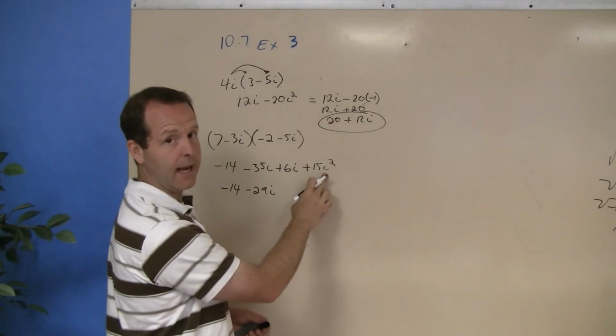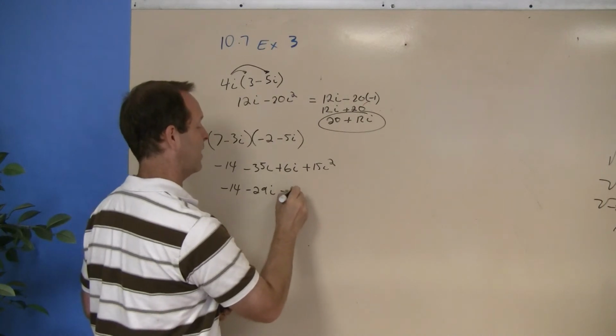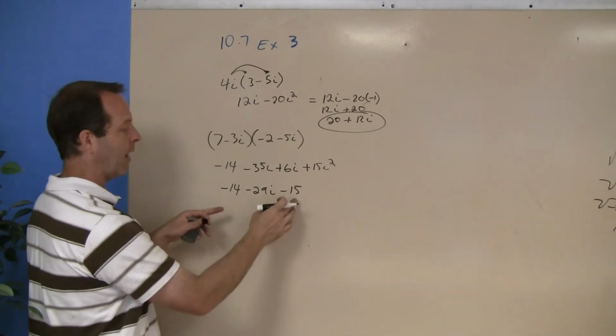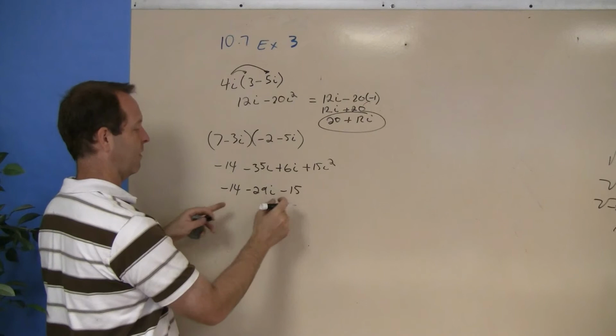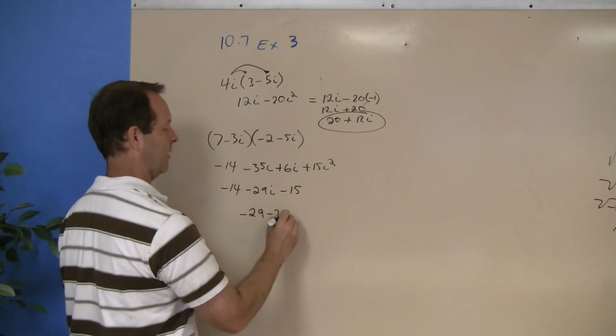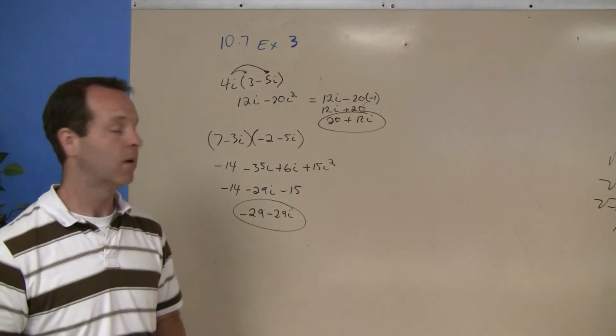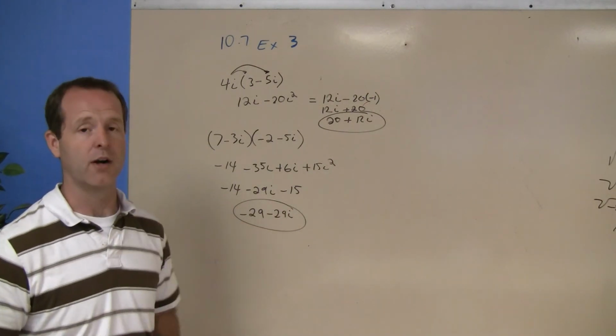That i squared is a negative 1, so it's really 15 times the negative 1, which is a negative 15. And now I can combine the like terms, the negative 14 and the negative 15, so it's a negative 29 minus 29i. And it's also written in complex form, where the real number is first and the imaginary number is second.